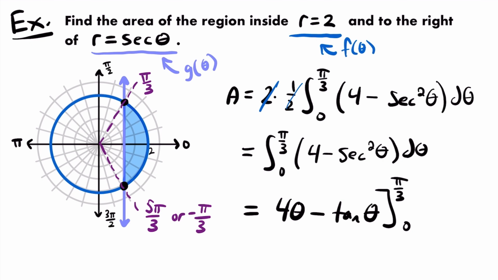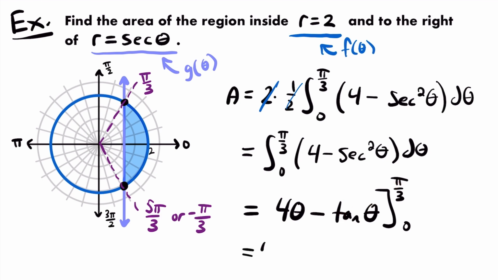So now we just have to evaluate 4 theta minus tangent theta at pi divided by 3 and subtract the evaluation at 0. However, notice that when we evaluate this at 0, both of these terms are just going to output 0, right? 4 times 0 is 0, and tangent of 0 is 0. So we're just going to be subtracting 0 when we subtract this expression evaluated at 0. So we really don't need to write that. We just have to evaluate it at pi divided by 3.